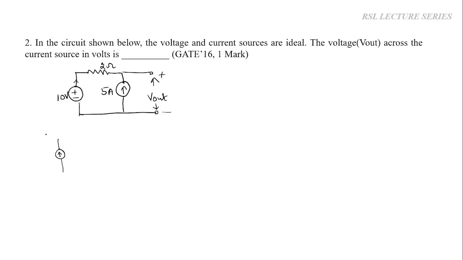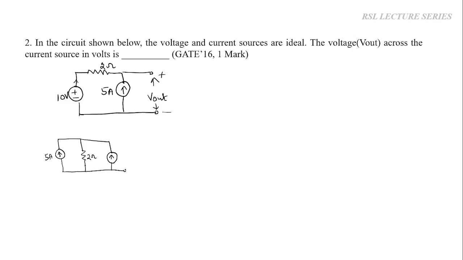10 volts divided by 2 ohms will give you the current, so 5 ampere. This 5 ampere current is in parallel with the same value of resistor, 2 ohm. And then we have one more 5 ampere source.